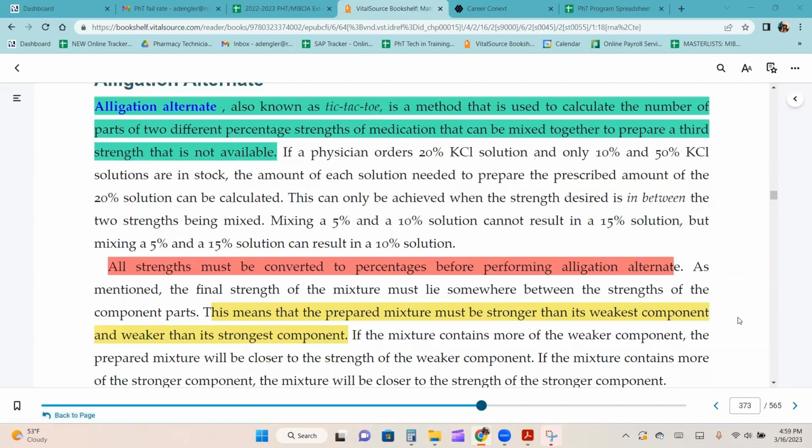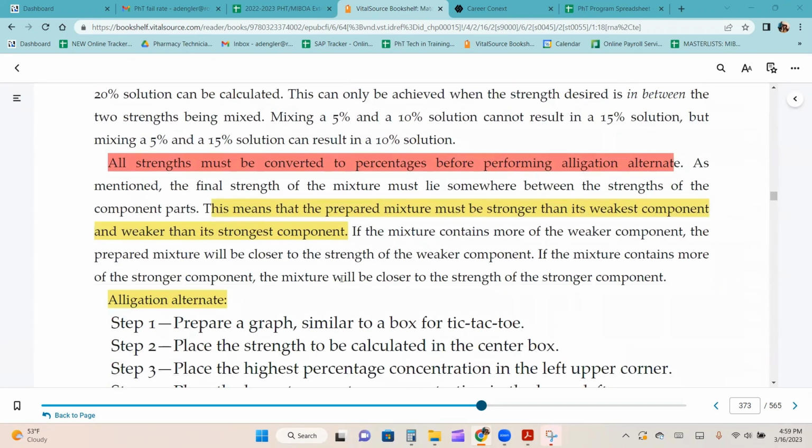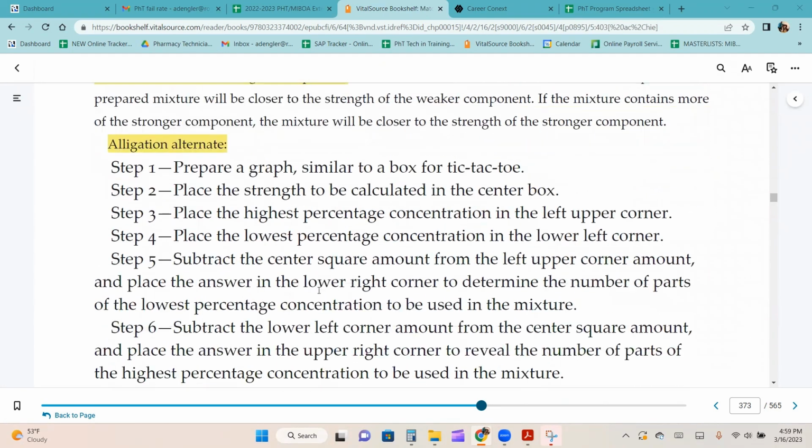All strengths must be converted to percentages before performing alligation alternate. As mentioned, the final strength of the mixture must lie somewhere between the strength of the component parts. This means that the prepared mixture must be stronger than its weakest component and weaker than its strongest component. And we're going to do step 1, prepare a graph similar to a box for tic-tac-toe.